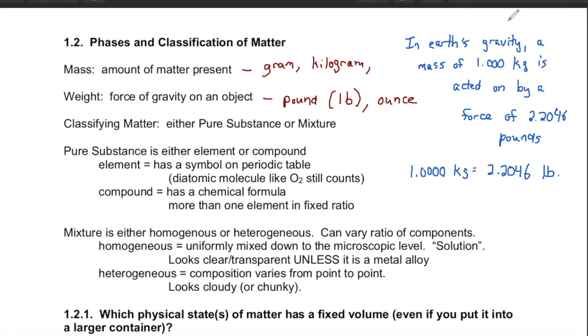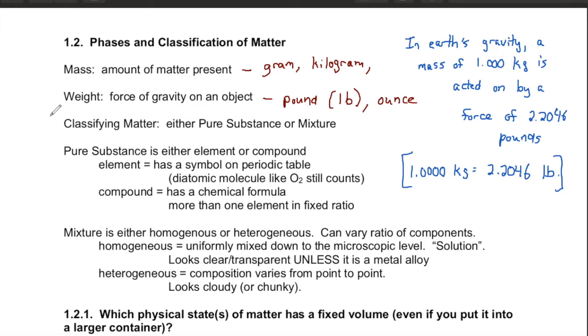However, since the measurements that we are taking are all going to be referred to on Earth, so maybe in a physics class this might change, but in this chemistry class we're going to be talking about things always in Earth's gravity. And so a mass of 1 kilogram in Earth's gravity is acted on by that force that is 2.2046 pounds of force. And so we are going to use this relationship between kilograms and pounds, even though technically kilograms is mass and pounds is weight. We're going to be talking about them as if they're equivalent, but it's nice to remember the difference between them.